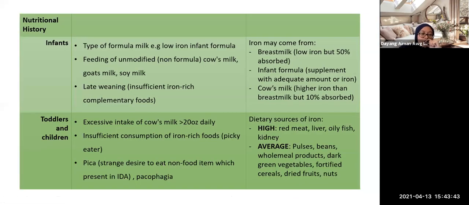For the nutritional history, for the infant, we need to ask the type of milk that they ingest, whether they take breast milk or formula milk, because although breast milk has low iron content as compared to formula milk, the absorption of iron from breast milk is better as compared to formula milk. So usually those who take formula milk can have a tendency to have IDA. And then for the children, we need to ask about the diet history, whether they take dietary sources which contain high iron or not.